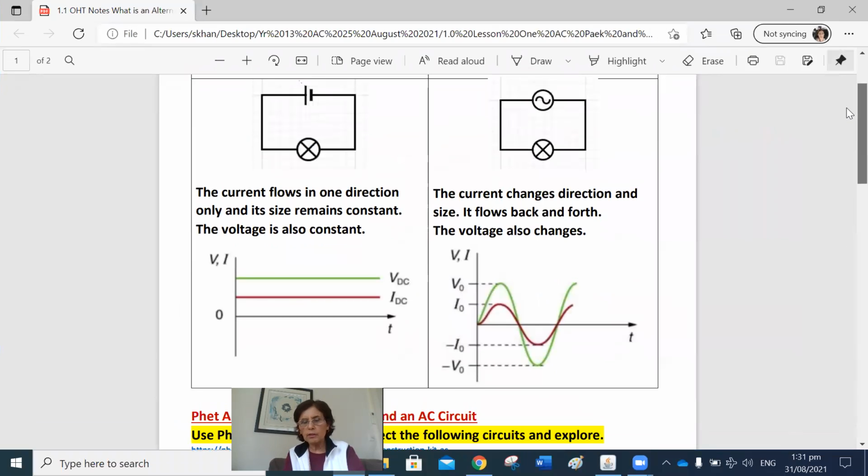Do you all see the notes on my screen? Yes. Okay, that's good.